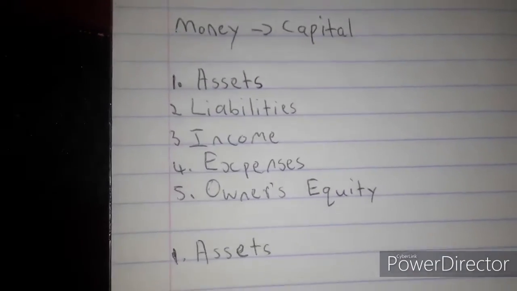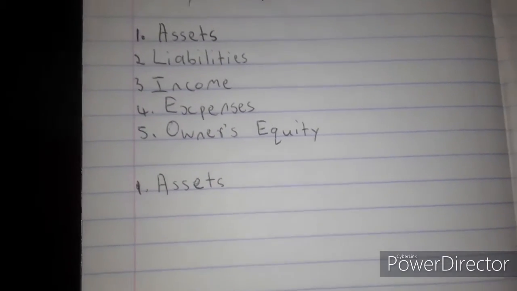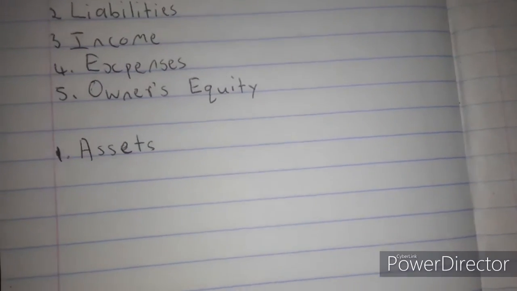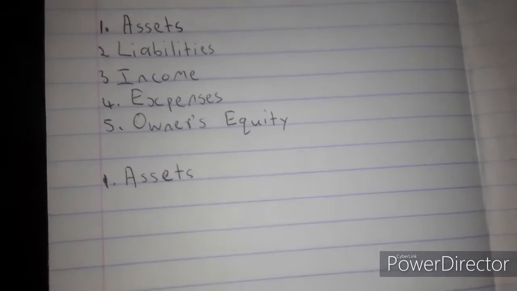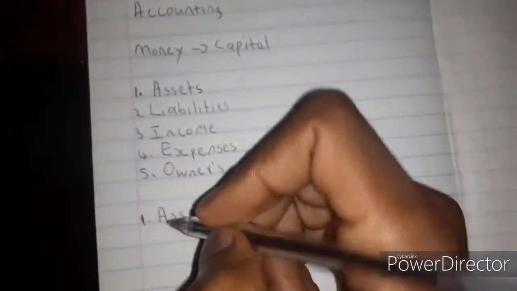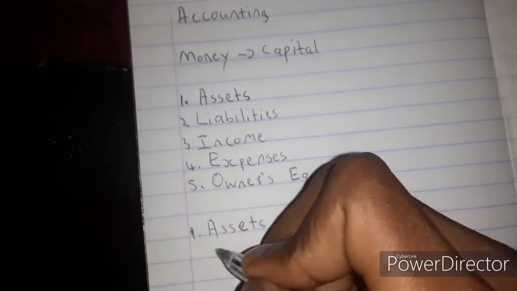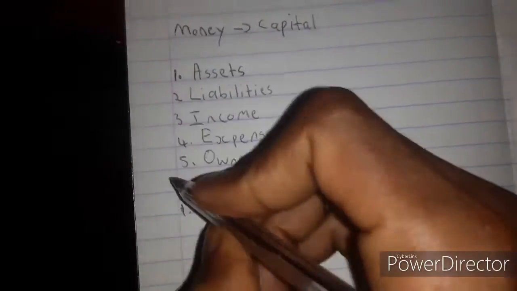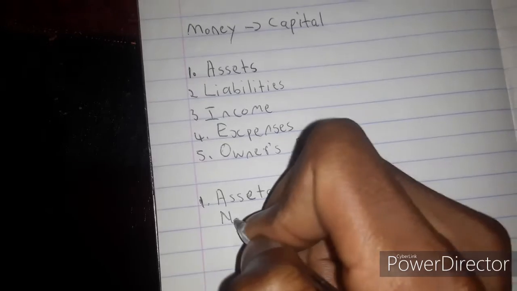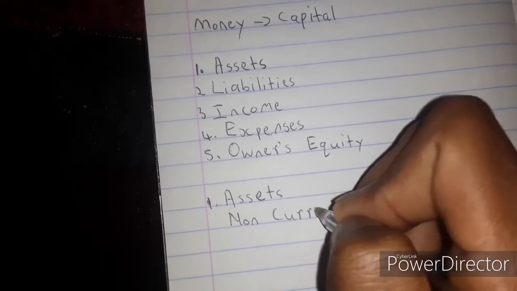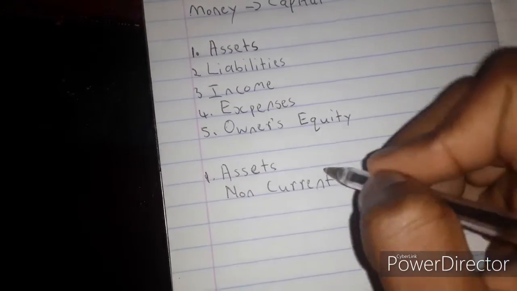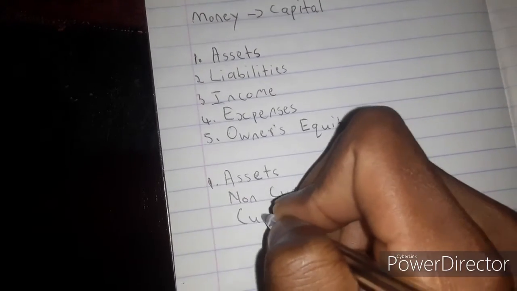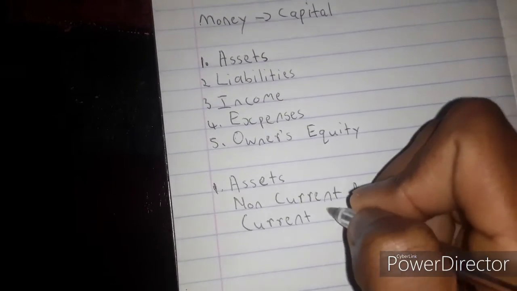Assets are those items of value which belong to the business, which are used to generate income for the business. Now, assets are classified as either non-current and also the current assets.